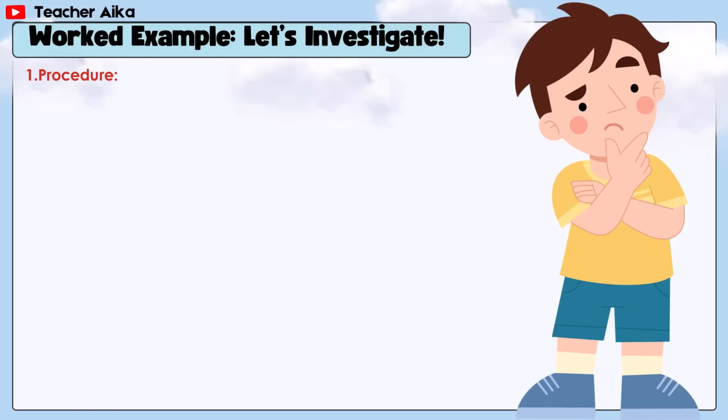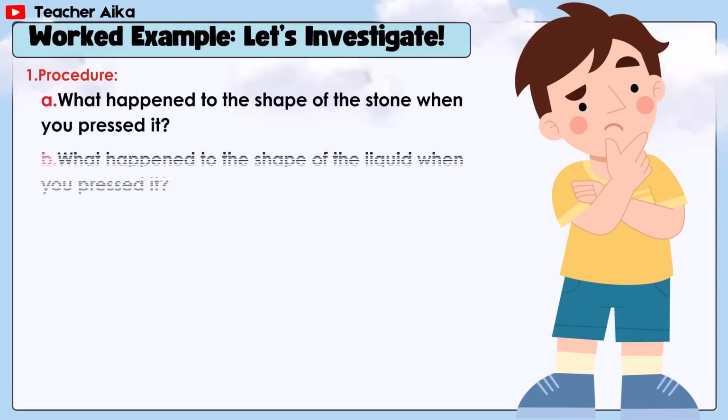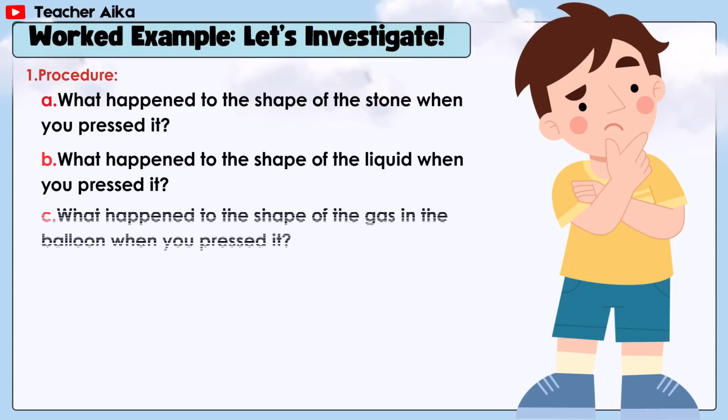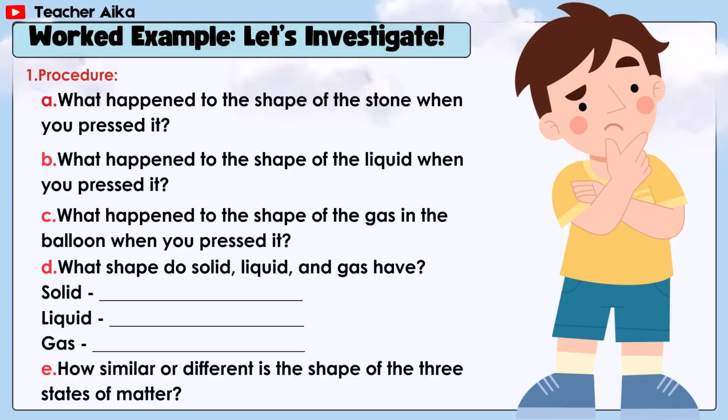Here are the questions for our activity. A. What happened to the shape of the stone when you pressed it? B. What happened to the shape of the liquid when you pressed it? C. What happened to the shape of the gas in the balloon when you pressed it? D. What shape do solid, liquid, and gas have? And E. How similar or different is the shape of the three states of matter?